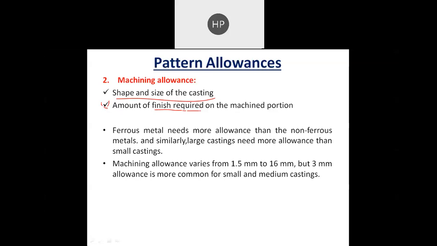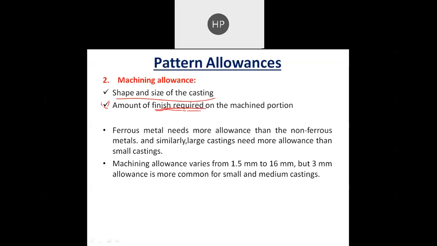Okay, sometimes we require a mirror-like finish, meaning it has a good luster. It is a very shining surface. So if you require a very good luster on the product, then it is to be finished more, and to finish it more we have to do more and more machining operations. So based on what type of finish we require, we have to select the machining allowances.